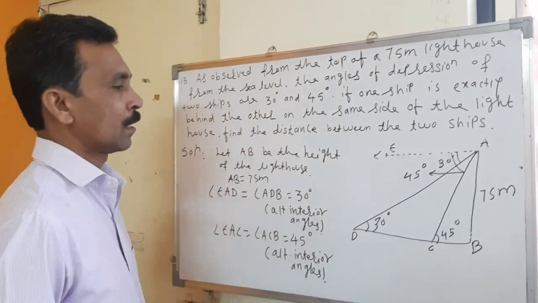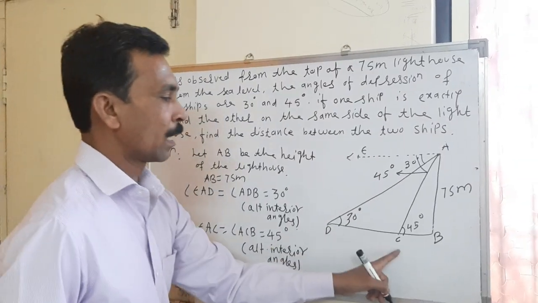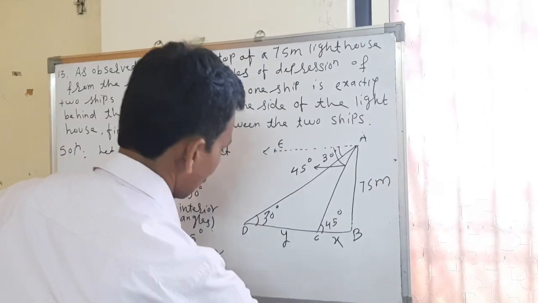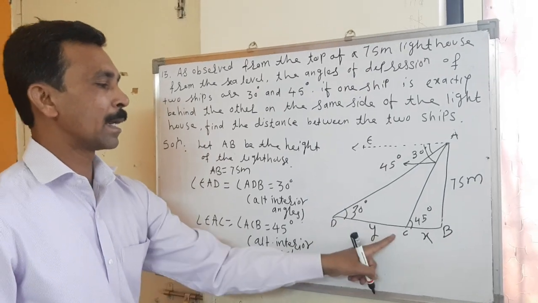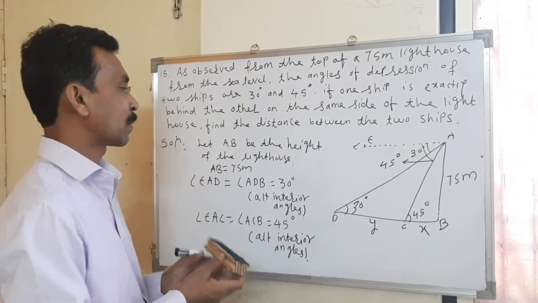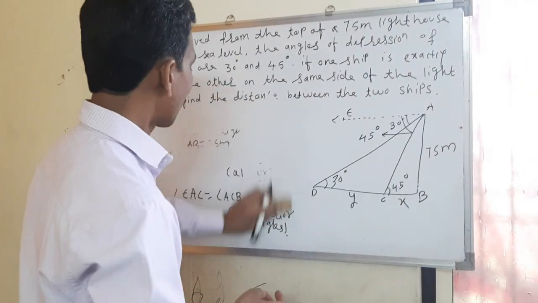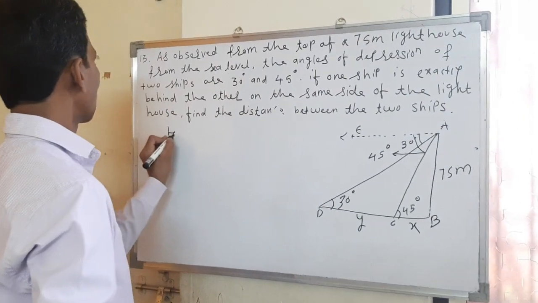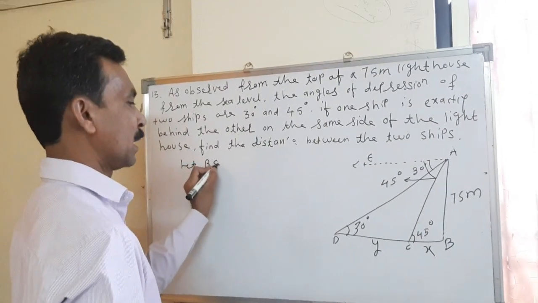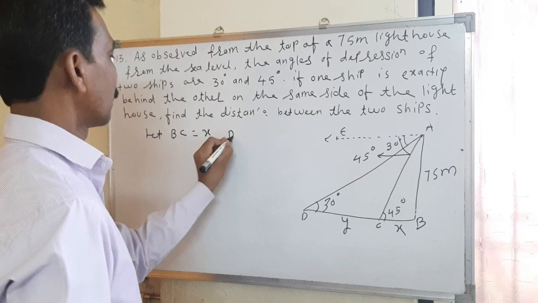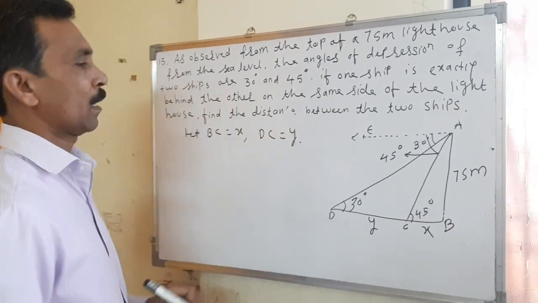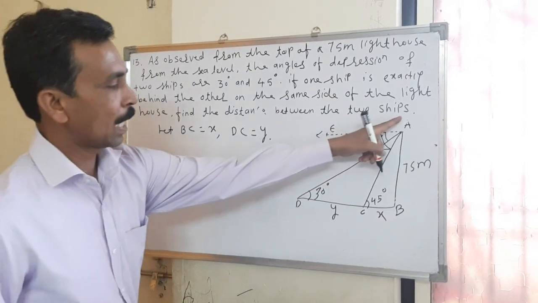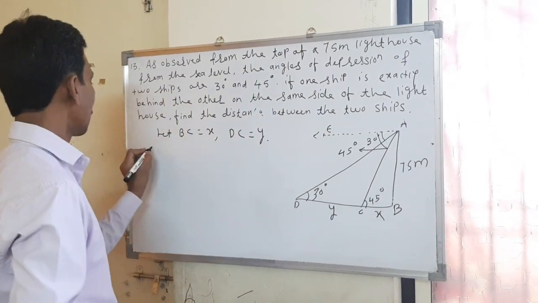I'll call BC as X and DC as Y. These are the two ships standing one behind the other as per the example. Let BC be equal to X, DC equal to Y. We have to take two triangles. Both should be right angle triangles. I will take triangle ABC.